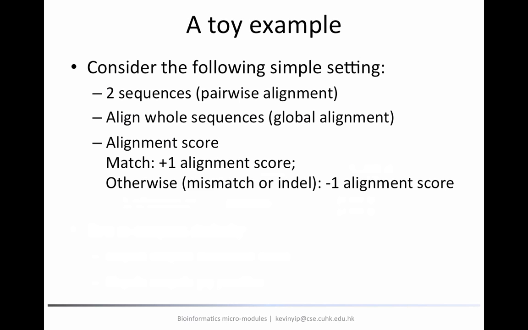To give you some concrete idea of alignment, let's consider a very simple setting. Here, we consider only two sequences. That is, we are doing pairwise sequence alignment. We're going to align the whole sequences. So this is essentially global alignment. And for the alignment score, we're going to use a very simple scheme, where for each position in the final alignment, if there's a match, we're going to increase the score by 1. Otherwise, that means either mismatch or indel, we're going to deduct the score by 1.